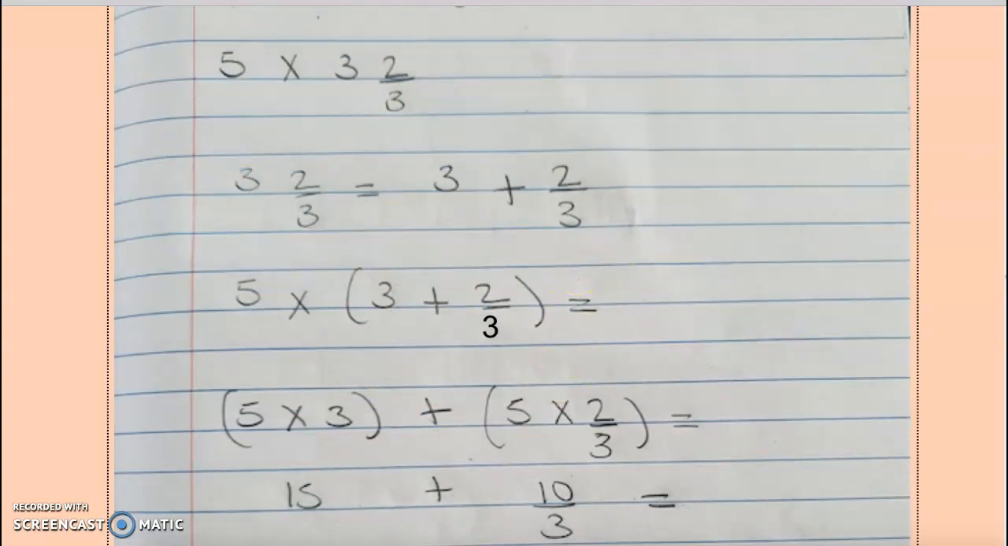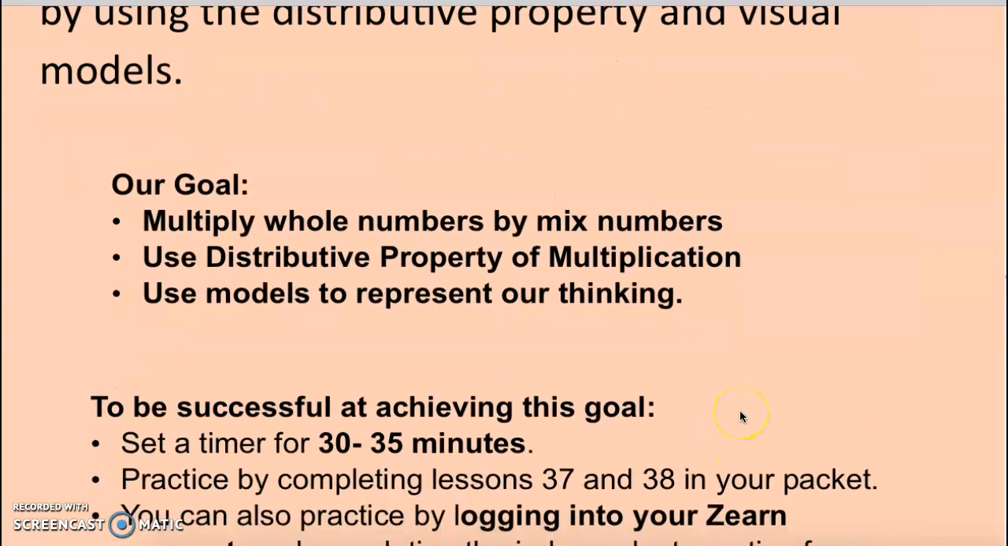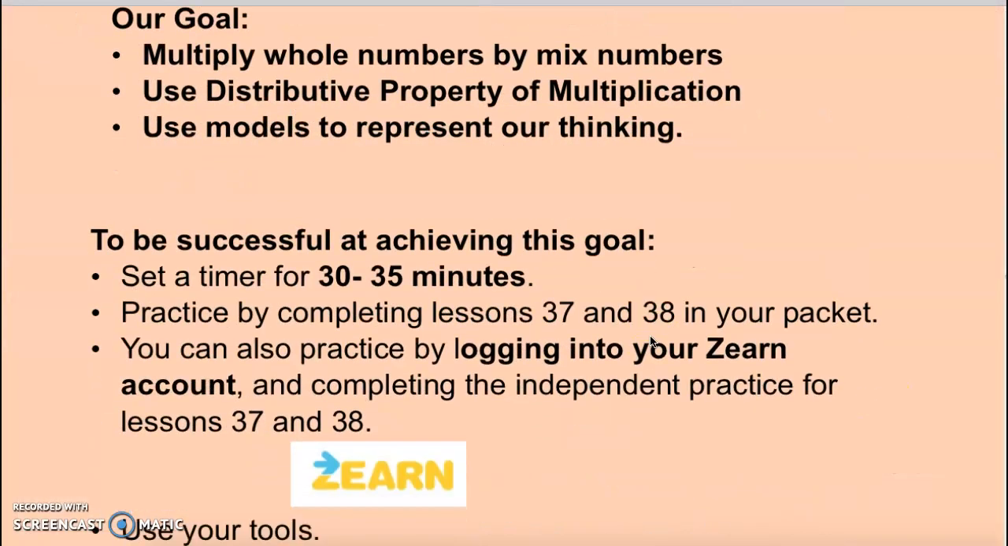I want you to try this work today. What I want you to do is take a moment to set your timer, 30 to 35 minutes, and then I want you to log into Zearn. I want you to go to lessons 37 and 38, and I want you to practice multiplying whole numbers by mixed numbers. We want to meet this goal. Try using the distributive property. Always using your notebook so that you're able to show your thinking clearly. Represent it with models if that's helpful for you as well.